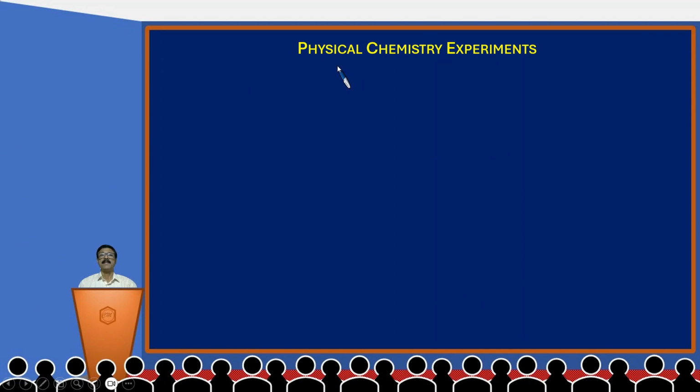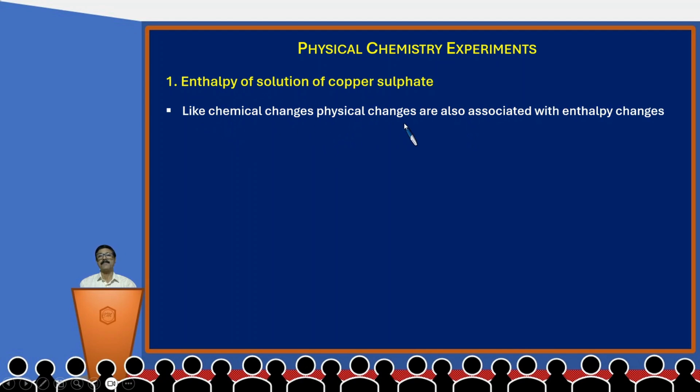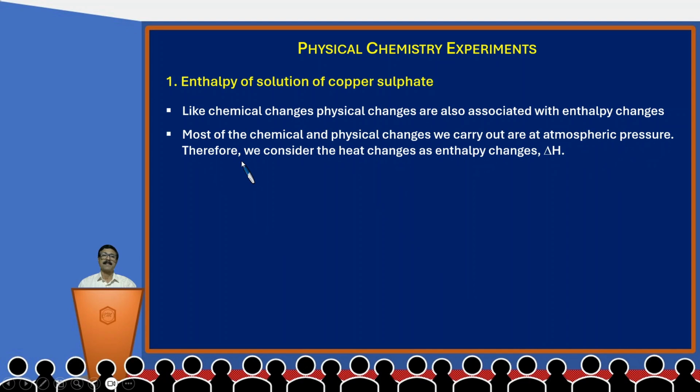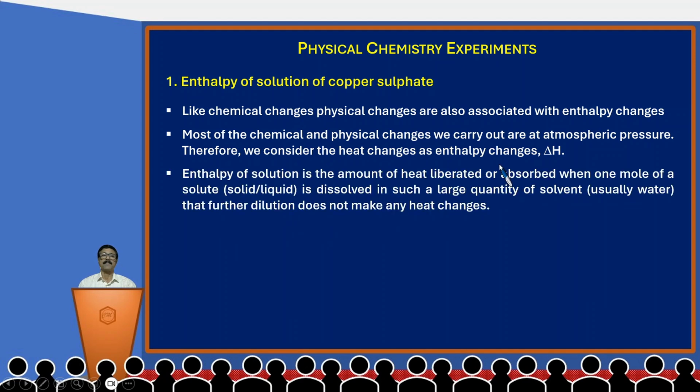In this video, we study the theory behind some physical chemistry experiments. The first experiment we study is the determination of enthalpy of solution of copper sulphate. Like chemical changes, physical changes are also associated with enthalpy changes. Most of the chemical and physical changes we carry out are at atmospheric pressure. Therefore, we consider the heat changes as enthalpy changes, delta H.